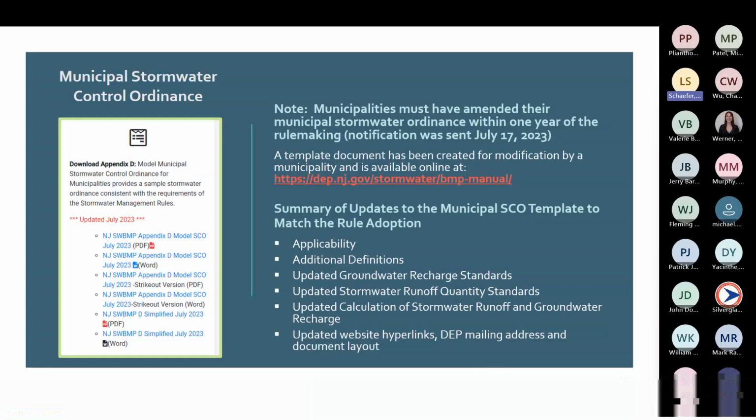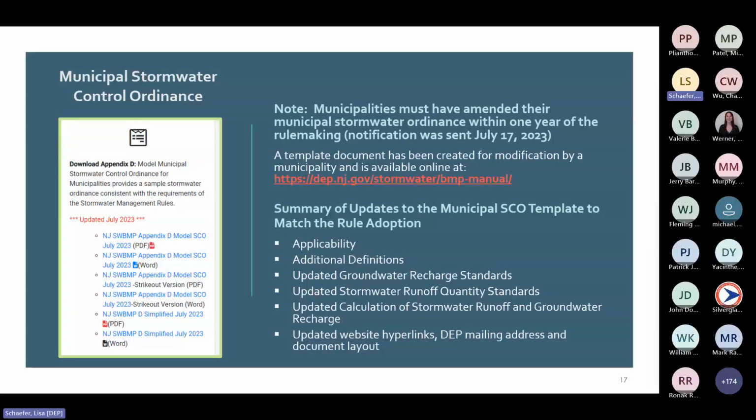And then there's the simplified version. This simplified one cites subchapter and section numbers from the stormwater management rules instead of the full text, and that is to reduce or eliminate the need for the municipalities to revise their ordinance when the stormwater management rules are amended. So a municipality has to comply with the applicable laws and procedures for the passage and adoption of ordinances pursuant to this simplified version.